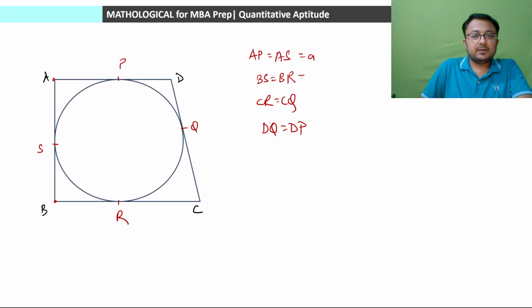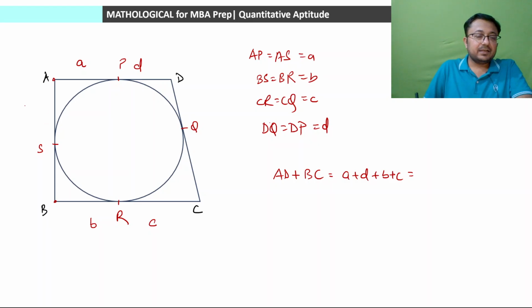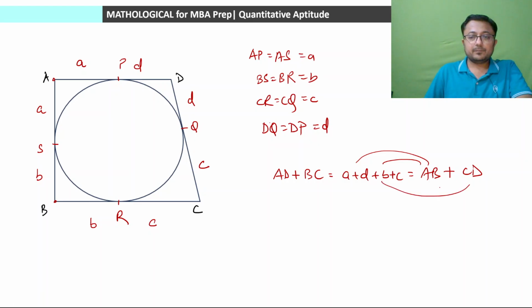Now if this is A, this is B, this is C, this is D, so AP plus PD will be A plus D. Similarly, BR plus RC will be B plus C. So total AD plus BC becomes equal to A plus D plus B plus C. Similarly, AS is also equal to A, BS is also equal to B, so AS plus SB, that is AB, is equal to A plus B, and DQ is also equal to D, and QC is also equal to C, so DC is equal to D plus C. So that is why the sums are equal.